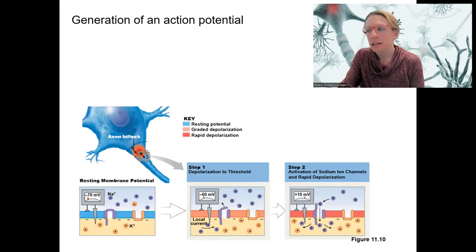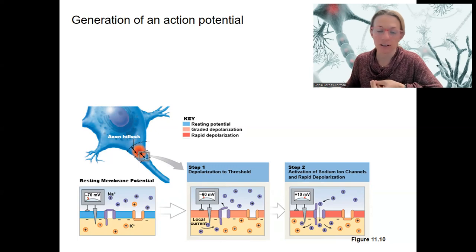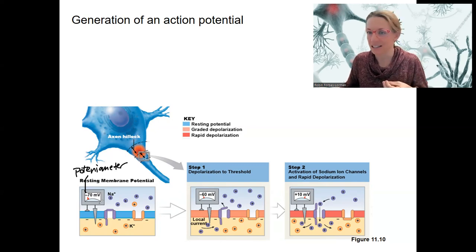So the generation of the action potential, we are going to be looking at what channels are open or closed, just like we did before. But now, in addition to ligand-gated ion channels, we're gonna bring in voltage-gated. Voltage-gated ion channels are what allow action potentials to happen. Recall the neuron at rest is at minus 70. So this is our potentiometer, or voltmeter. We're measuring the difference in the voltage between outside and inside the cell.